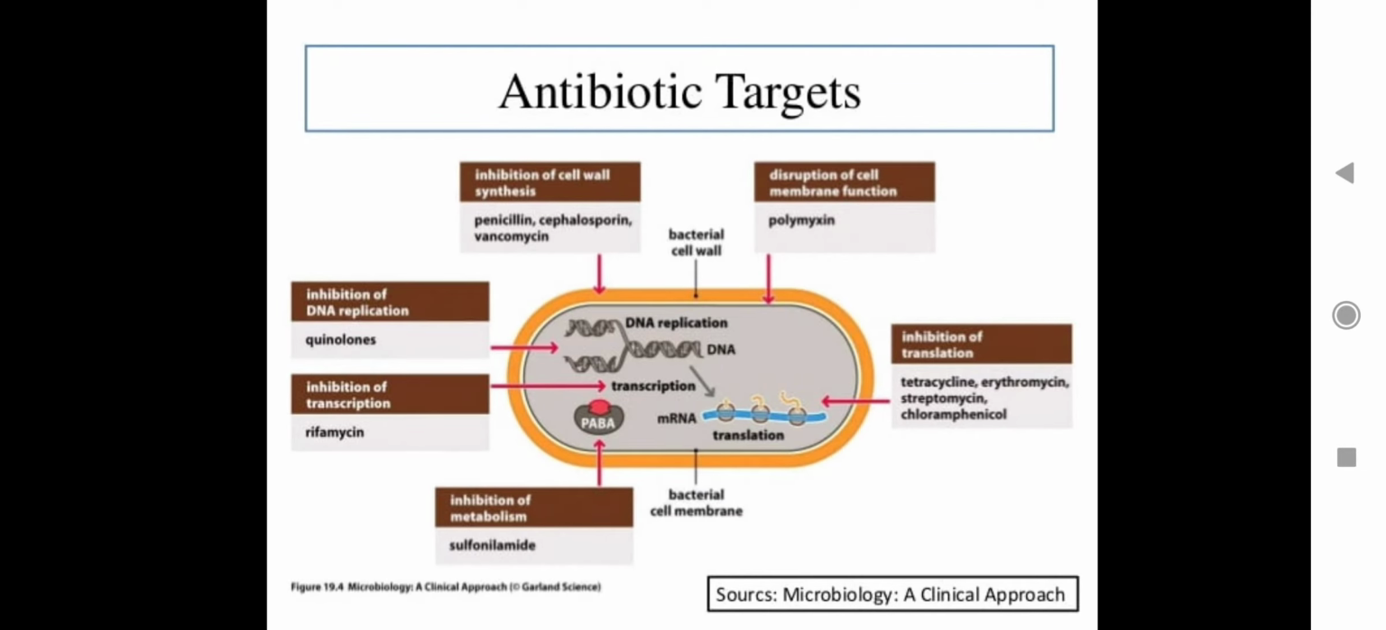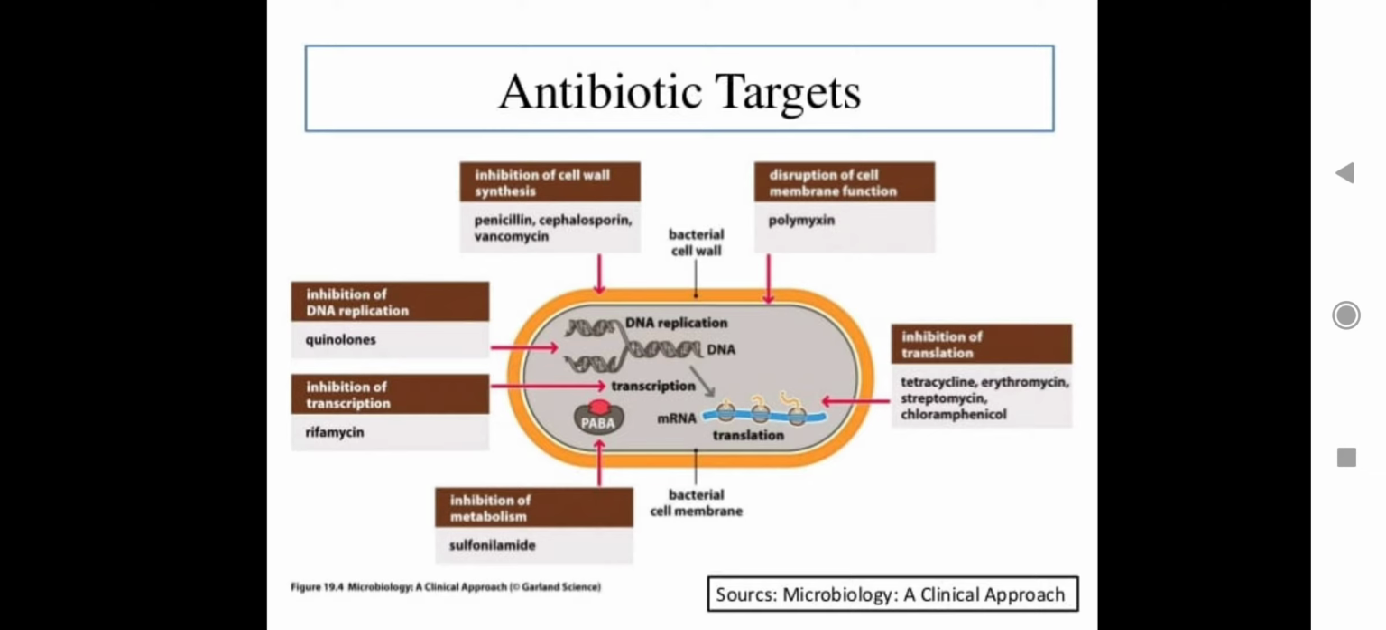In this diagram we can see the targets of antibiotics. Some antibiotics which inhibit cell wall synthesis include penicillin, cephalosporin, and vancomycin. Simply we can say beta-lactam antibiotics and vancomycin. Some antibiotics cause disruption of cell membrane function, such as polymyxin, while some antibiotics inhibit translation. These include tetracycline, erythromycin, streptomycin, and chloramphenicol.